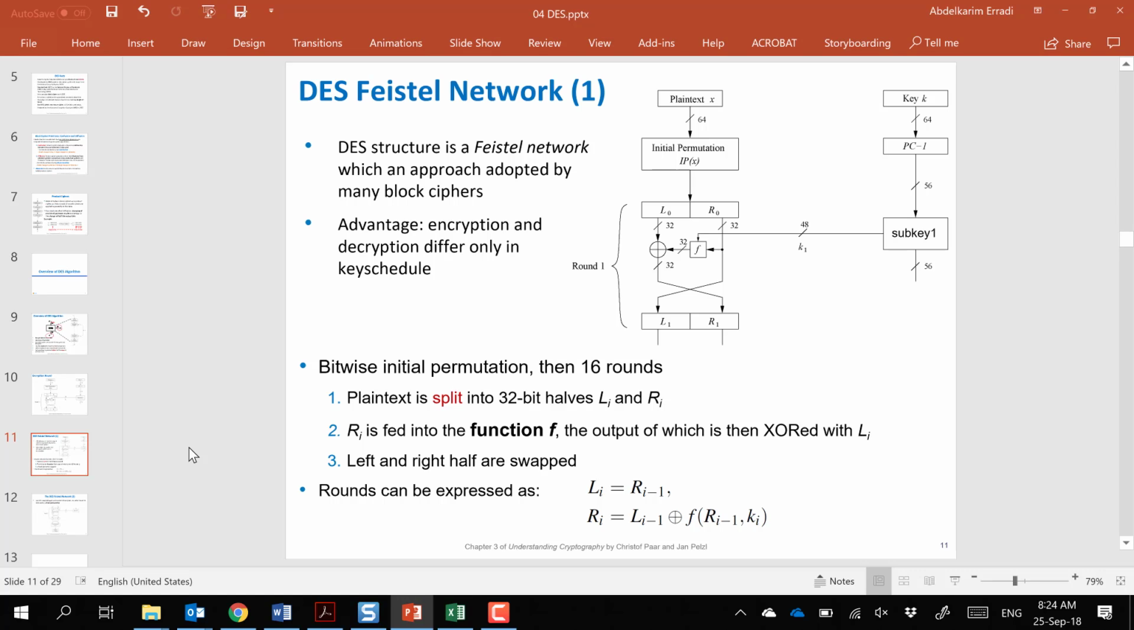I hope the idea is clear. Now what is left is opening these boxes. We need to know what we do inside this initial permutation, what we do in F, and then what we do for the key generation. But you need to go one layer at a time so you get the idea.